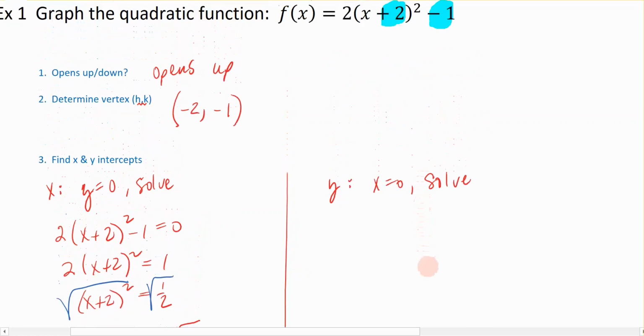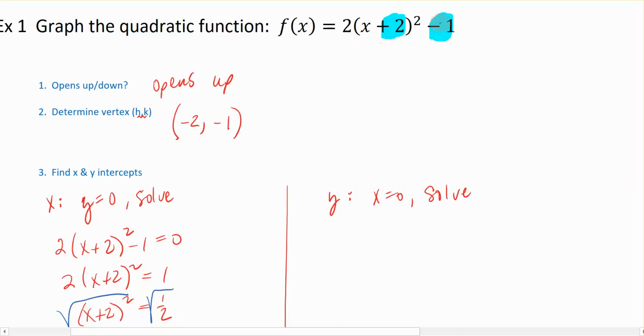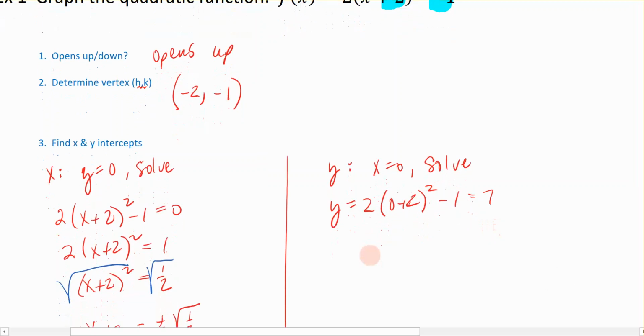So remember, my equation is given up here. So I'm going to have y equals 2 times, and I'm going to replace x with 0, so 0 plus 2 squared minus 1. So 0 plus 2 is 2. Squared would be 4, and 4 times 2 is 8. So 8 minus 1 is equal to 7. So in other words, this crosses the y-axis at the point (0, 7).